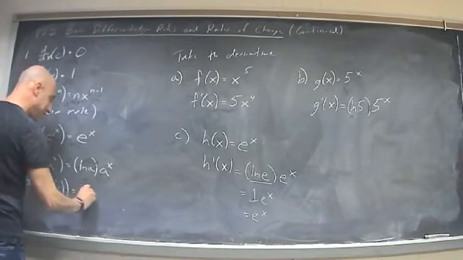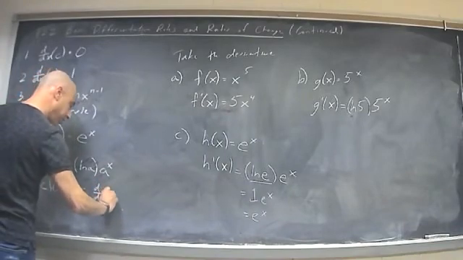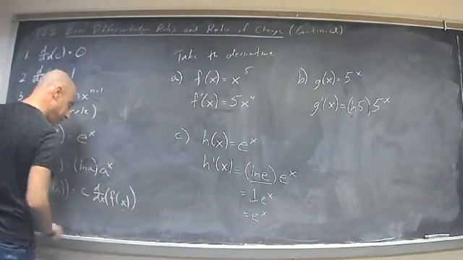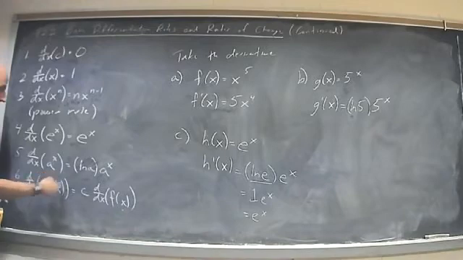Is just that constant times the derivative of the function. And I'll explain that in just a couple of minutes after I introduce the next rule. So in other words, you can pull constants back and forth through the derivative.